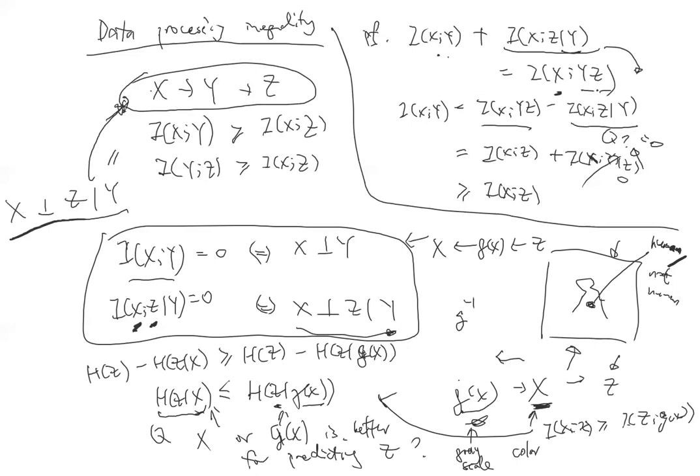So if you are doing things optimally, you will always do better using the original X rather than using GX. For example, for convenience, maybe you want to convert the image into grayscale first and then process that. But that will always come with some kind of loss, and you should be aware of that.